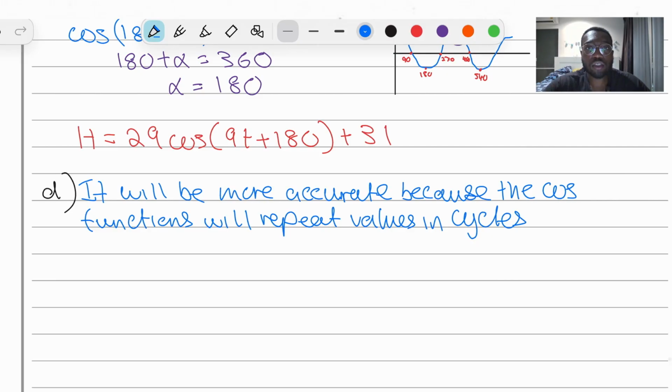With our first question, with our first equation, it was just a quadratic. This one is a trig function, so it's just better because that cos function is just going to repeat cycles, okay? It's going to repeat cycles.